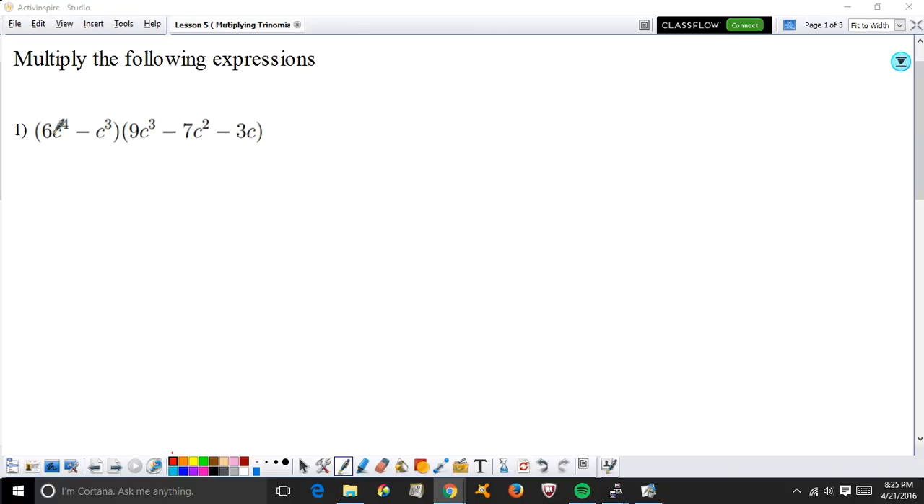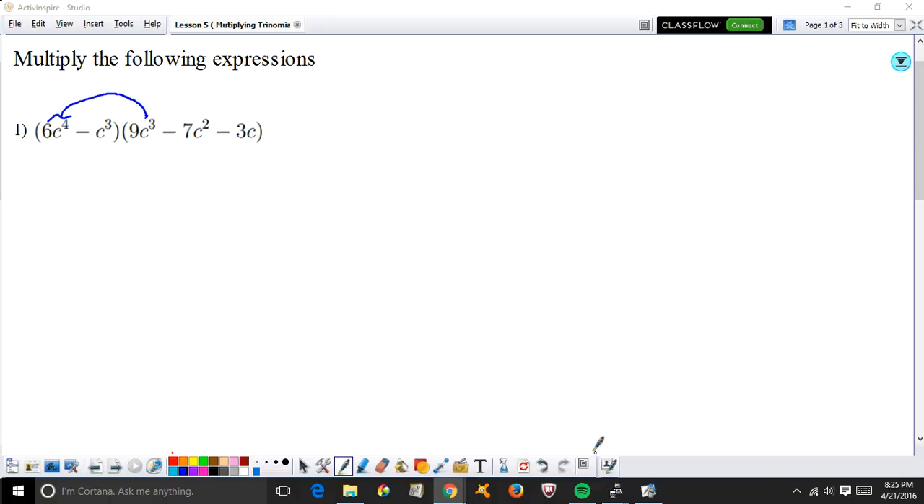Now, again, the strategy here is to distribute every term in the first expression with every term in the second expression. So that's exactly what we're going to be doing here. Let's look at the first term, 6c to the 4. I need to distribute it with every single term. So let's do it one at a time. 6c to the 4, I need to multiply by 9c to the third.